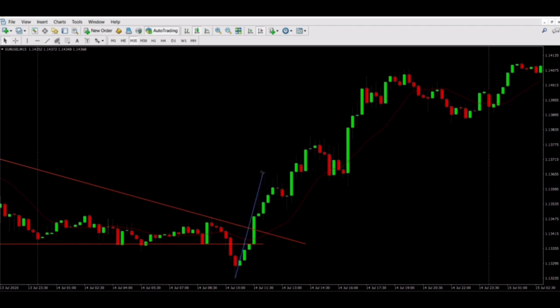And then we have a pullback. So we wanted to pull back maybe to this level right here, but we do see a hidden swing, guys. You see this one? It basically went up, pulled back, and went up again, okay? So this is a good area to look at too, okay?